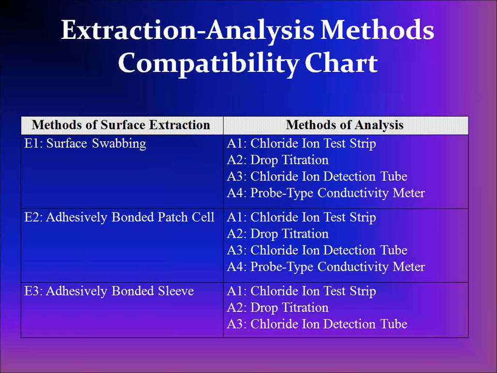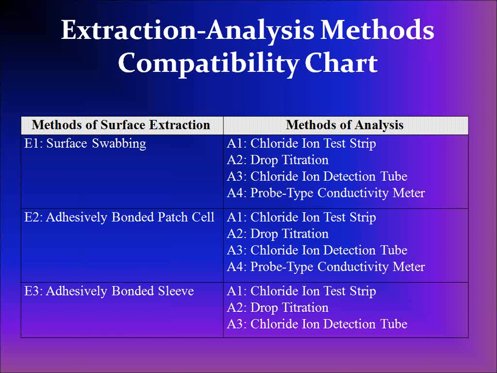This particular slide illustrates compatibility between methods of extraction and analysis. While there are prepackaged kits available, the user does have some flexibility if they prefer a certain extraction and analysis method that is not prepackaged. For example, if surface swabbing is the method used to extract a sample from the surface, denoted as E1 in the chart, the extract can be analyzed using chloride ion test strips or detection tubes, drop titration, or even using a probe type conductivity meter. These are denoted as A1 through A4 in the chart.